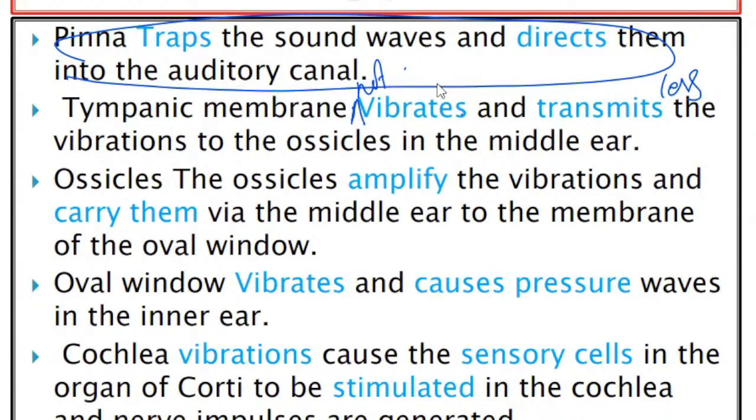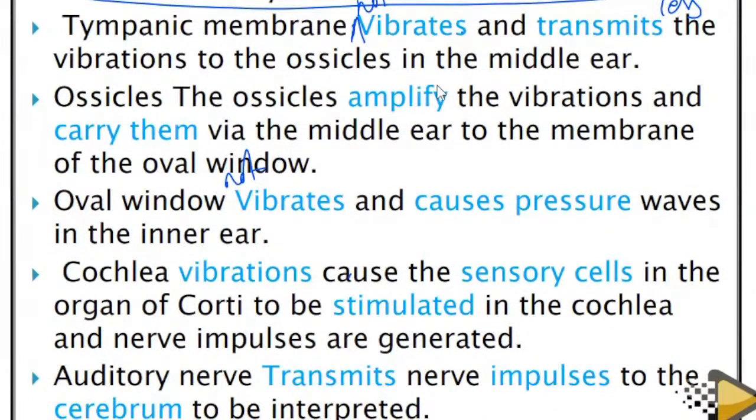Yes, the oval window will not vibrate. If you used not, use not. If you used less, use less. Or the oval window will vibrate less. Depends on what you have used. Yes, the pressure wave will not be caused in the inner ear. The cochlea will not vibrate. And then an impulse will not be sent to the cerebrum for interpretation. Therefore, the person will be deaf.